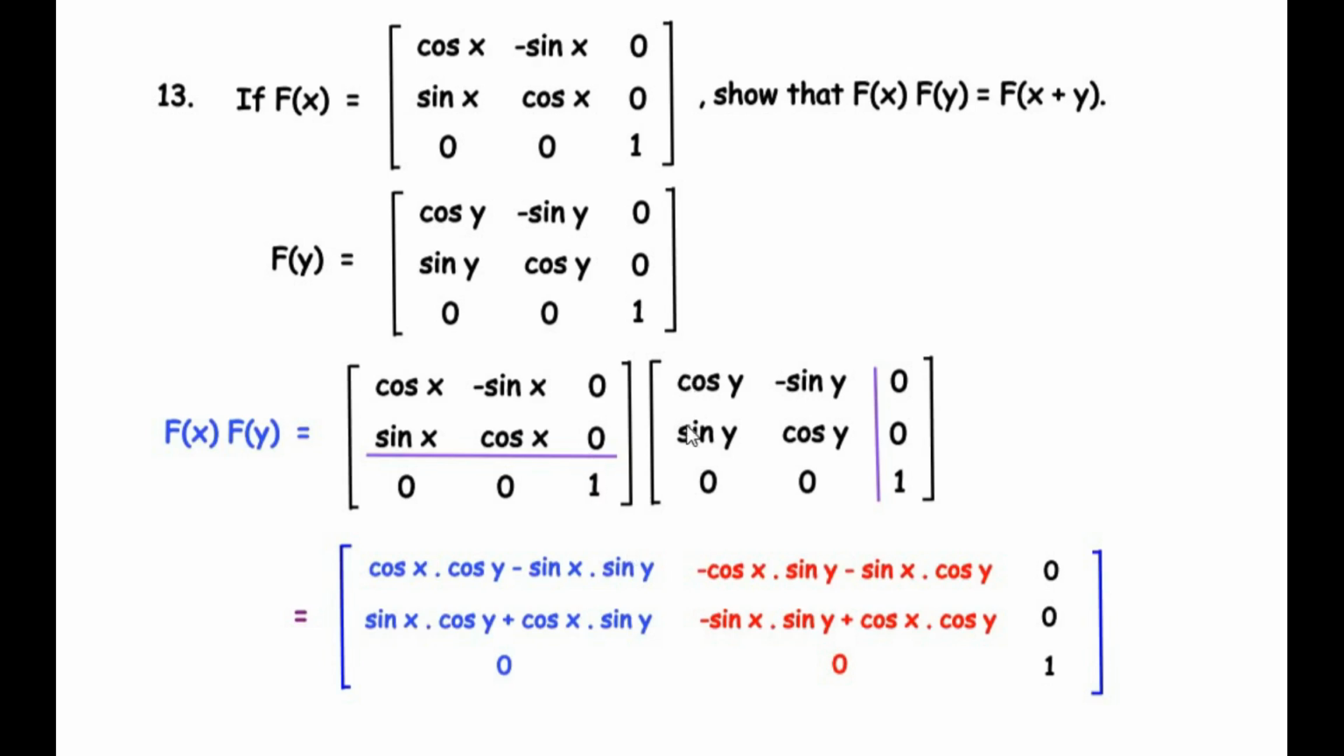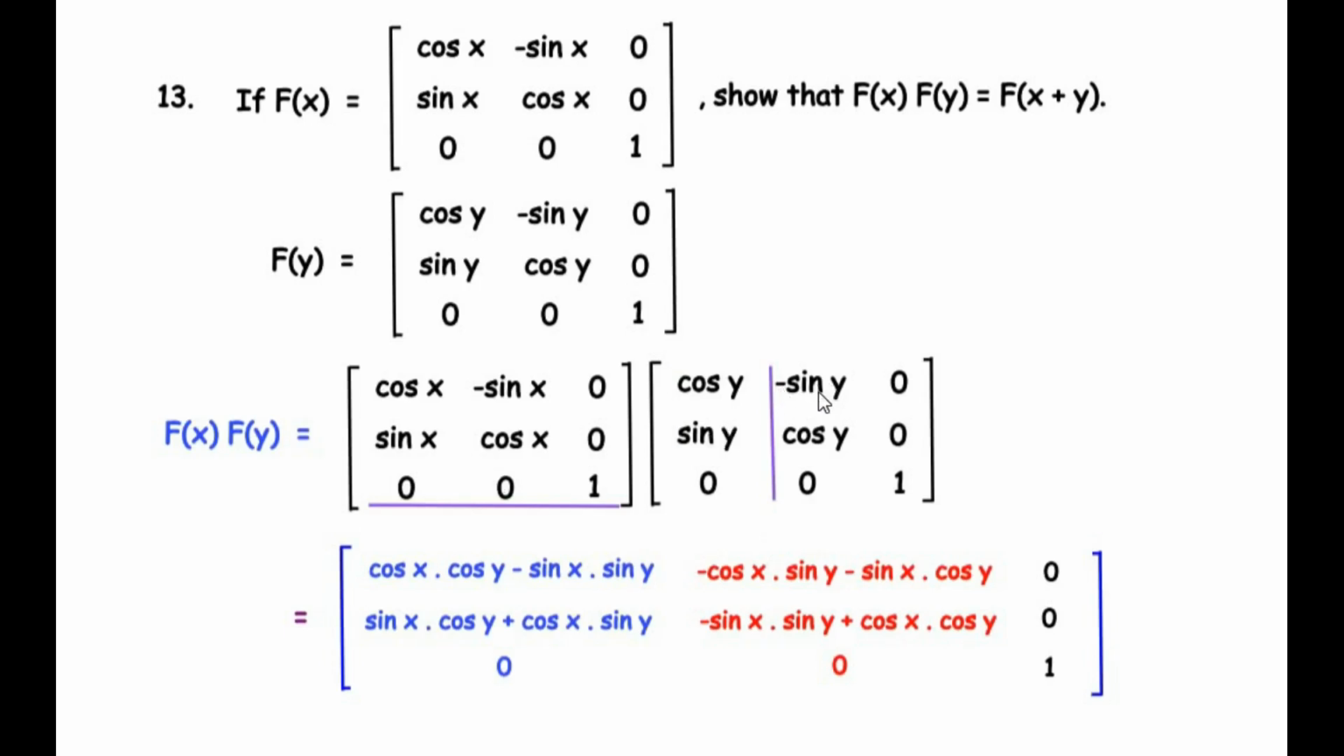Now moving on to the third row and first column. 0 times cos y is 0 plus 0 times sin y is 0 plus 1 times 0 is 0. So we get the first element of the third row as 0. Now third row and second column. 0 times minus sin y is 0 plus 0 times cos y is 0 plus 1 times 0 is 0. So here also we get 0. Now finally the third row and third column. 0 times 0 is 0 plus 0 times 0 is 0 plus 1 times 1 is 1. So the last element of the third row is 1.